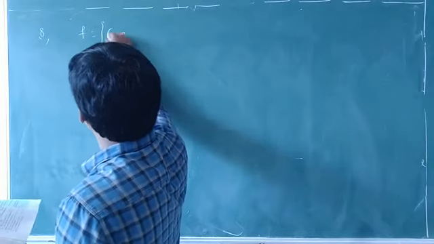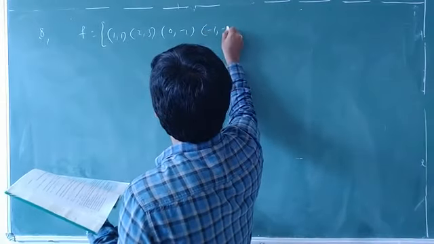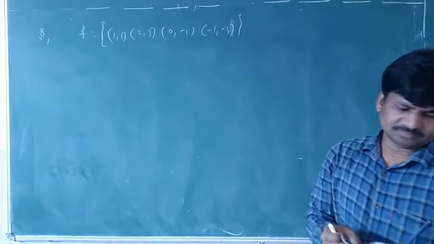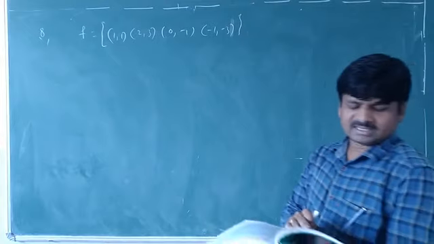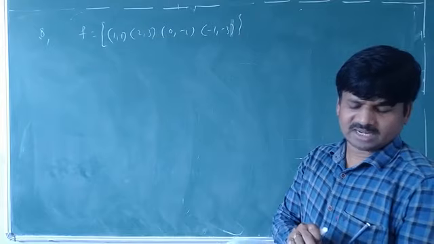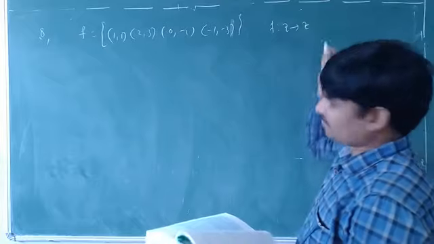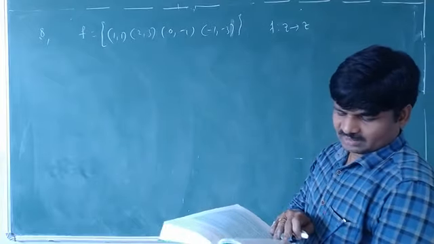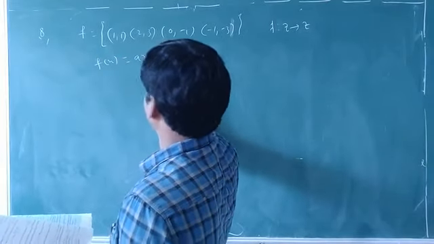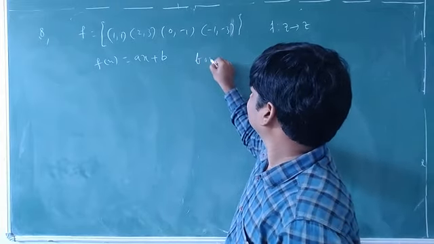Same question is given, I think so. 1, 1, 2, 3, 0, minus 1, and minus 1, minus 3. Same question is given here. But here the linear function in the form y equal to mx plus c is not given. In A and B it is given. It is a function from Z to Z, defined by f of x is equal to ax plus b. Now find a and b.